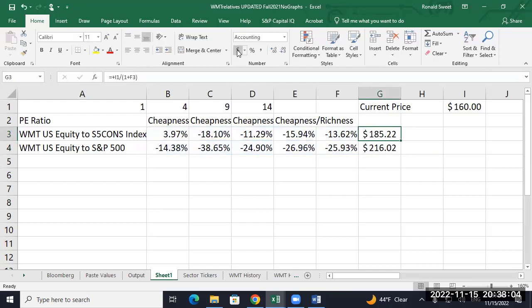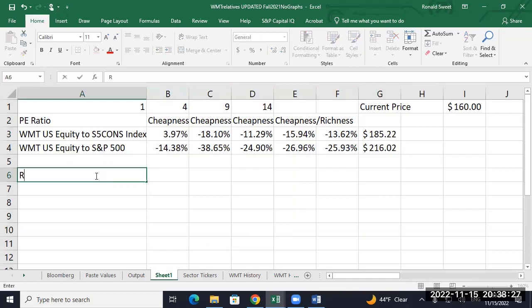So that would be an easy way to do this. This is what my models are showing me. Walmart should be trading in the 185 to 216 range based on where it is versus this industry and versus the market. I mean, there are probably other ways you can do it, but some way of just summarizing this up. But it's pretty clear Walmart's trading cheap to its history.